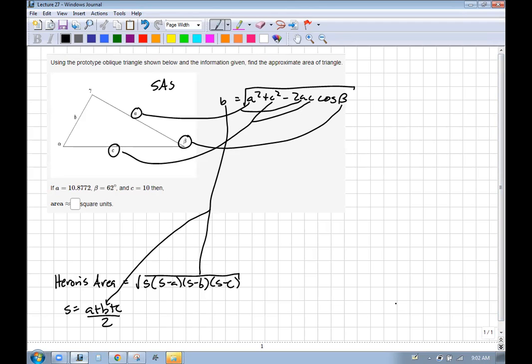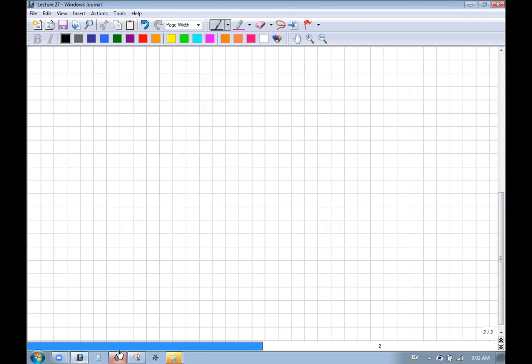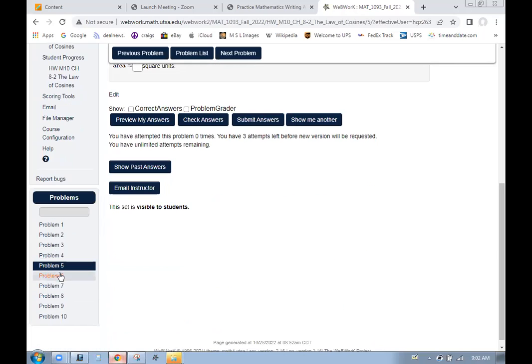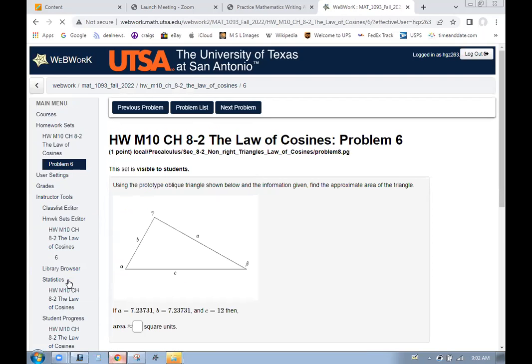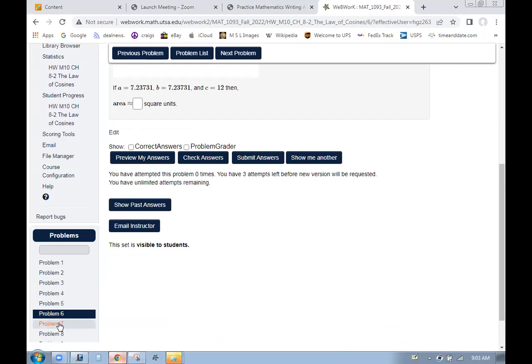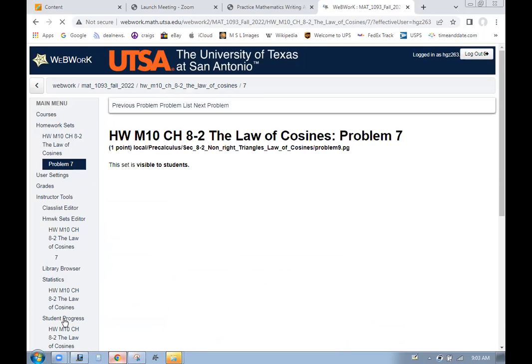All right, let's look at another one. Number 6. Same thing here. This is easy. You don't even need to use the law of cosines. If you know A, B, and C, you just plug them into Heron's area formula. That one's easy.